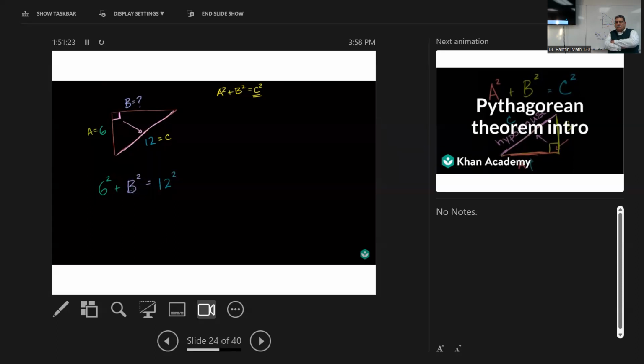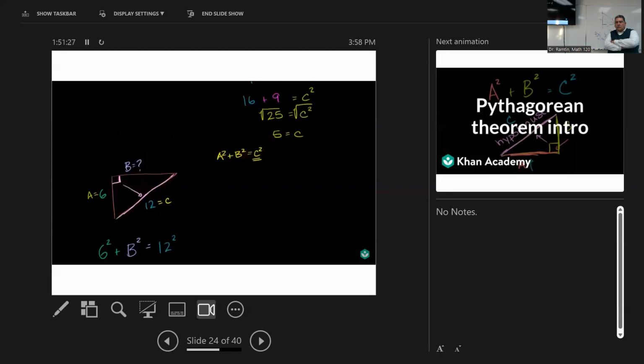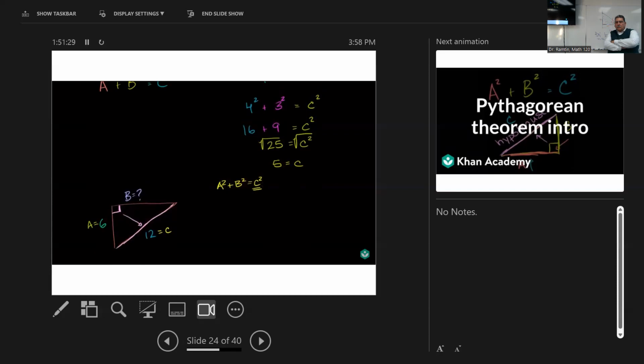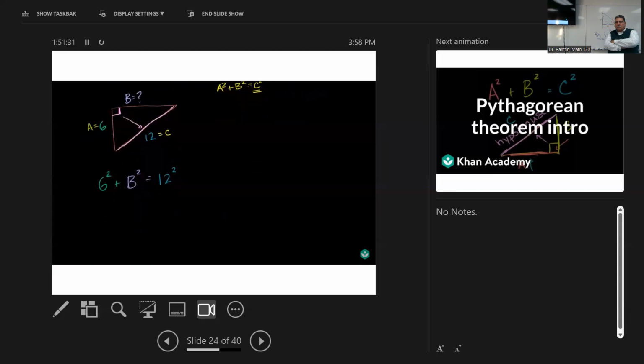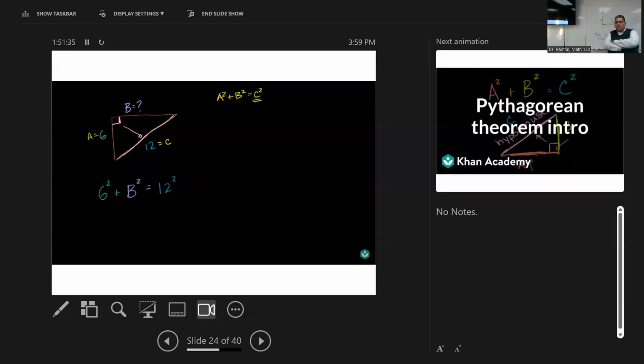And notice the difference here. Now we're not solving for the hypotenuse. We're solving for one of the shorter sides. In the last example, we solved for the hypotenuse. We solved for c. That's why it's always important to recognize that in a squared plus b squared equals c squared, c is the length of the hypotenuse. Let's just solve for b here. So we get 6 squared is 36 plus b squared is equal to 12 squared, that's 12 times 12, is 144.